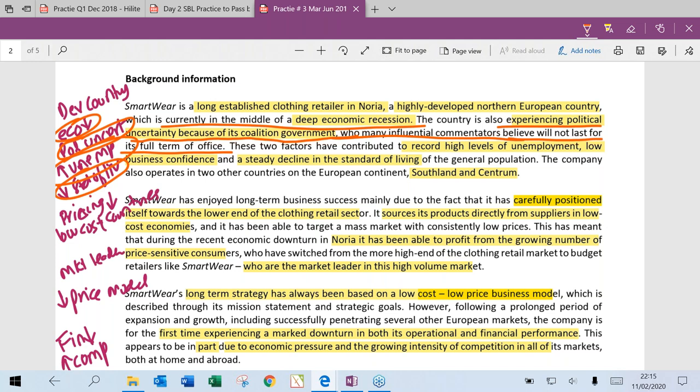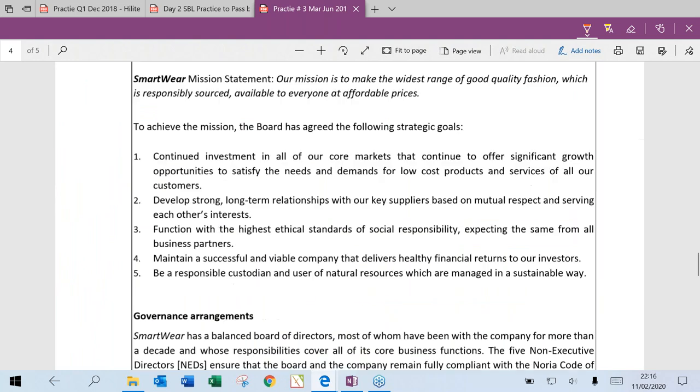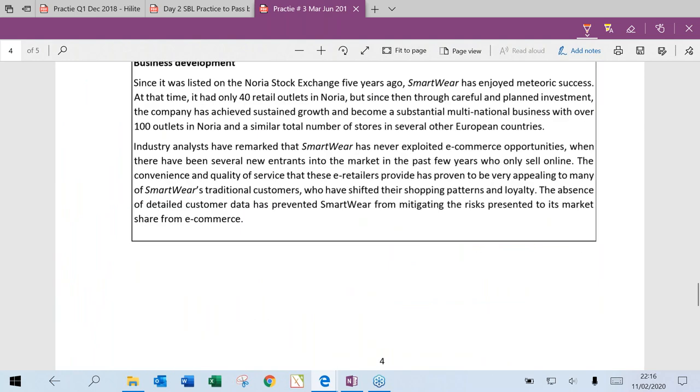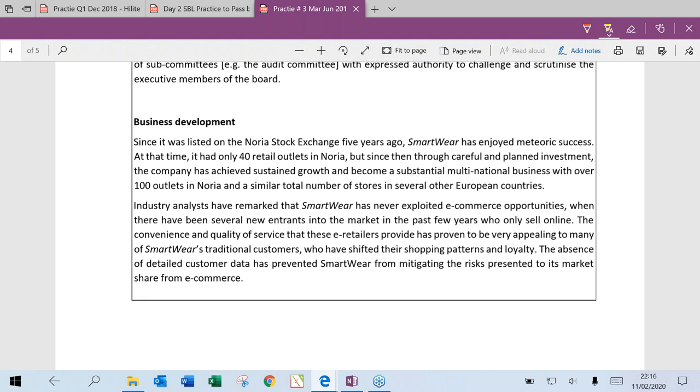Technology, I was not able to find, but Ubaidur Rahman is saying that in exhibit one, last para, there was something about technology. Yeah, I think I saw somewhere. Yeah, there is some availability of technology, e-retailers. So technology is favorable because there's an e-commerce opportunity, there are e-retailers, so technology is favorable.